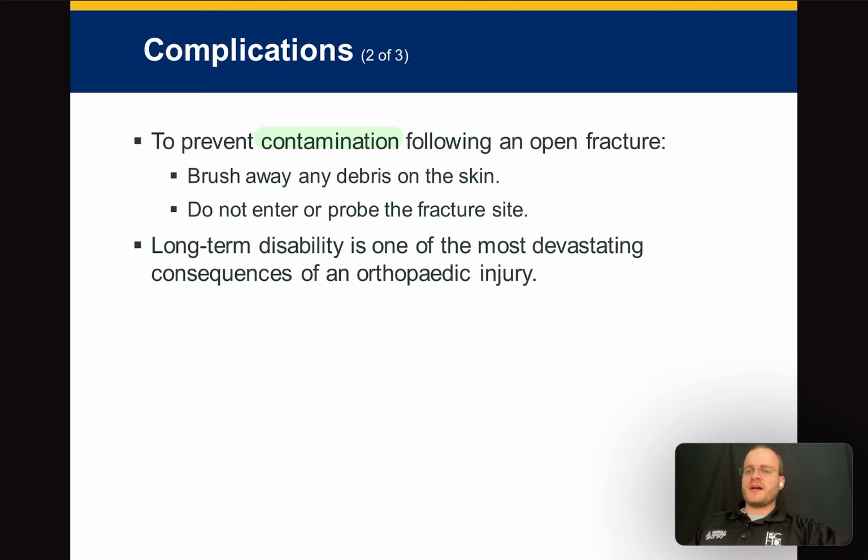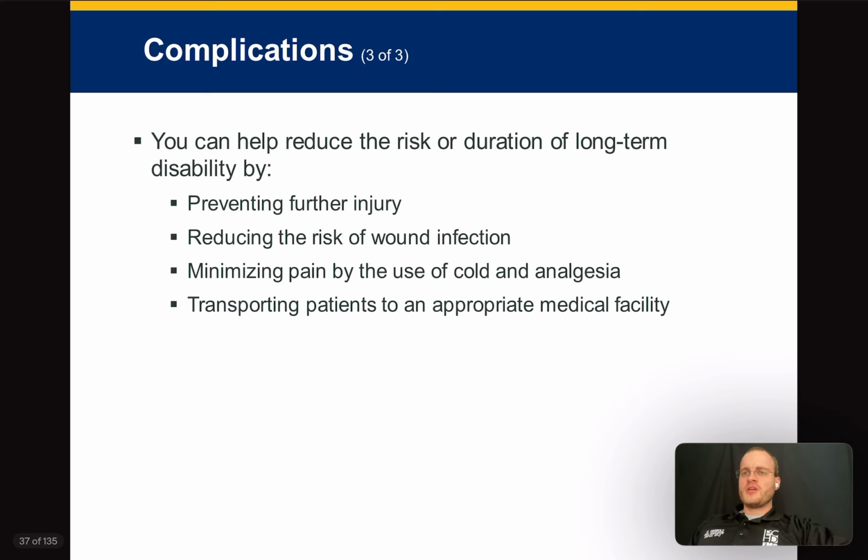So you can help reduce, so remember, primary injuries already occurred. We're preventing secondary injuries. So you can help reduce the risk and duration of long-term disability by preventing further injury. So we're preventing secondary injury, reducing the risk of wound infection, and minimizing pain by the use of cold and analgesics, right? So as paramedics, we give these patients fentanyl, morphine, Dilaudid, ketamine, right? So we load them up with some liquid margaritas to help treat their pain because these patients hurt a lot.